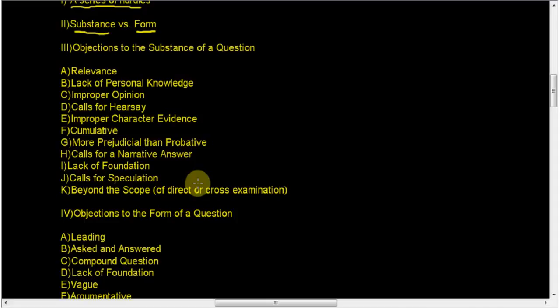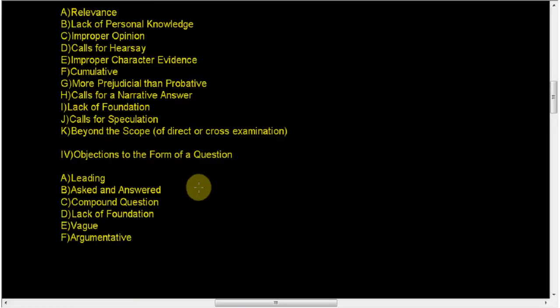Now, there are also objections which are to the form of a question. These you will see less often, either because in actual trials, attorneys will not be making these form mistakes, or because they're just not seen as often. So you have leading, asked and answered, a compound question, lack of foundation, vague, and argumentative.